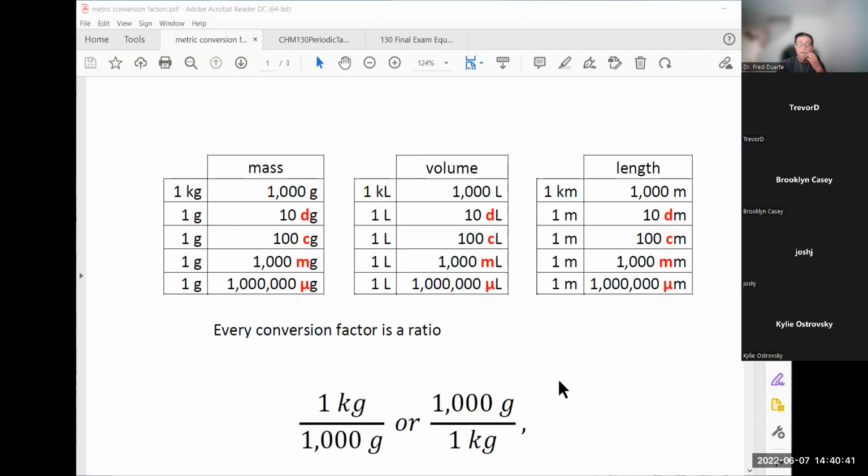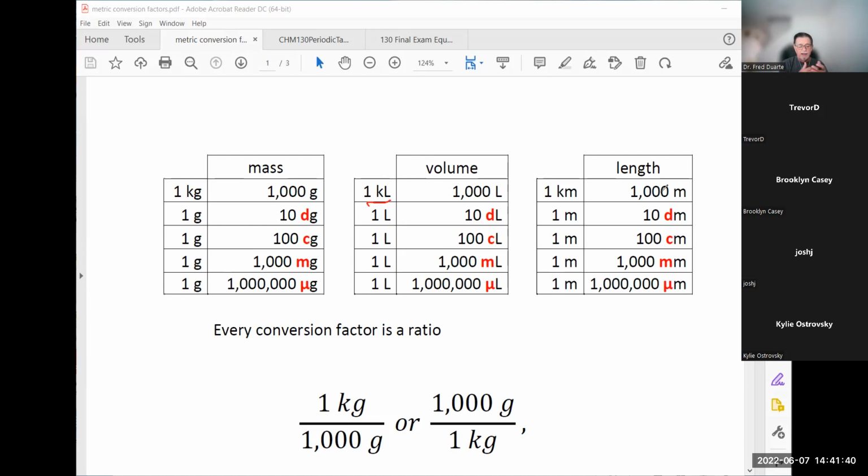Now, you have access to this particular file. What I've done here is list the mass, volume, and length units. For mass we use grams, lowercase g. For volume, we use liters, capital L. And for length, we use meters. Now, the K generally means a factor of 1,000 greater. So if you look at the first entry, 1 kilogram is equal to 1,000 grams, 1 kiloliter is equal to 1,000 liters, and 1 kilometer is equal to 1,000 meters.